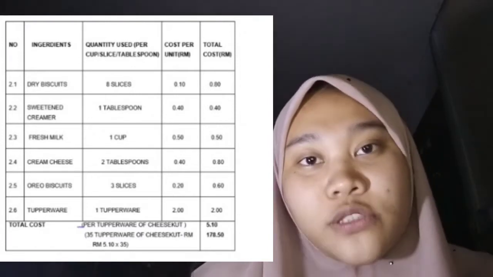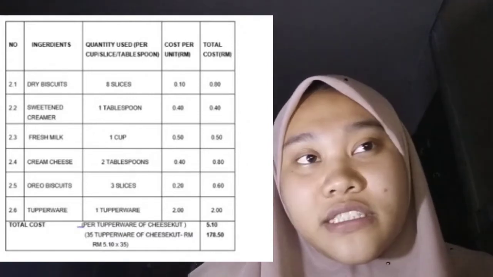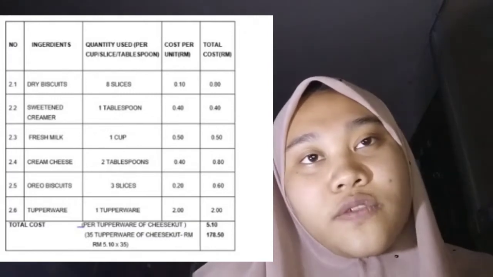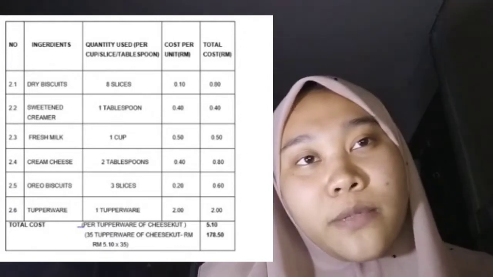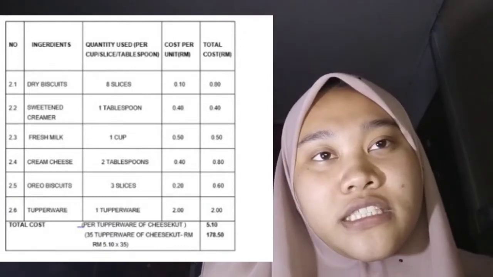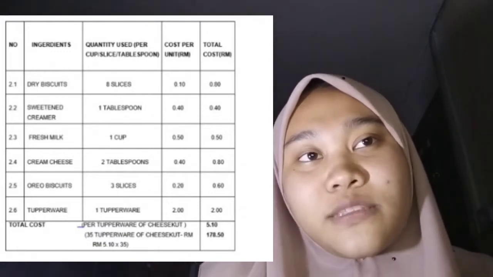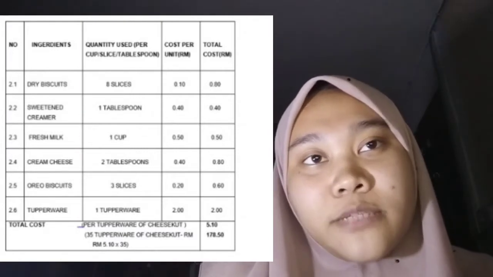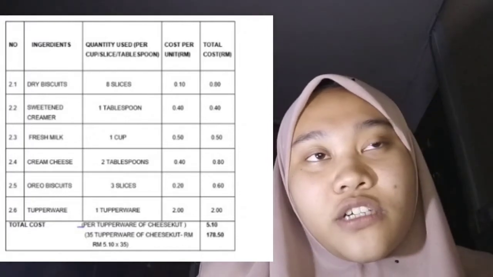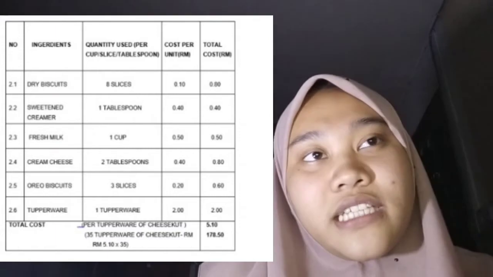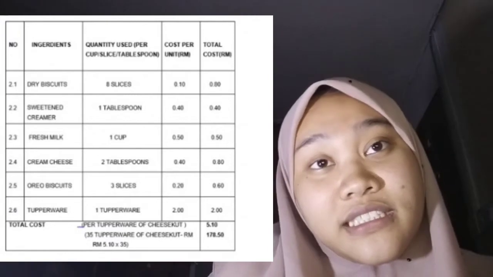Then fresh milk, of which we use 1 cup. The cost per unit is 50 cents, so the total cost for fresh milk is 50 cents. Then we proceed with cream cheese, of which we use 2 tablespoons. The cost per unit is 40 cents, so the total cost is 80 cents, which is 40 cents times 2 tablespoons. Then Oreo, of which we use 3 slices. The cost per unit for Oreo is 20 cents, so the total cost for Oreo is 60 cents.